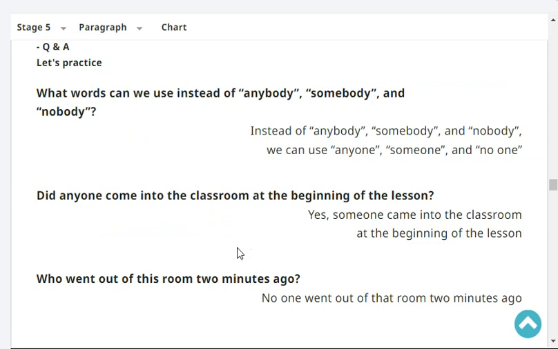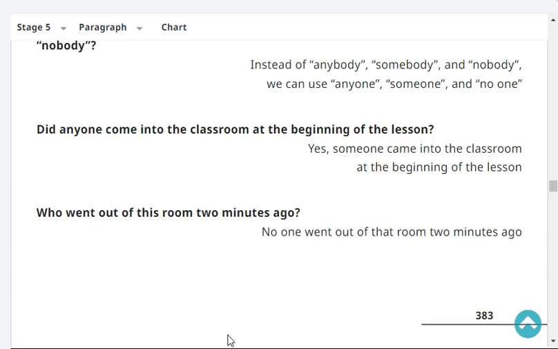What words can we use instead of anybody, somebody, and nobody? Instead of anybody, somebody, and nobody, we can use anyone, someone, and no one. Very good.